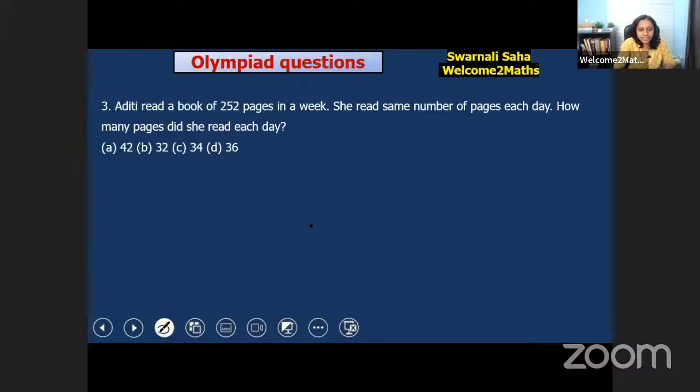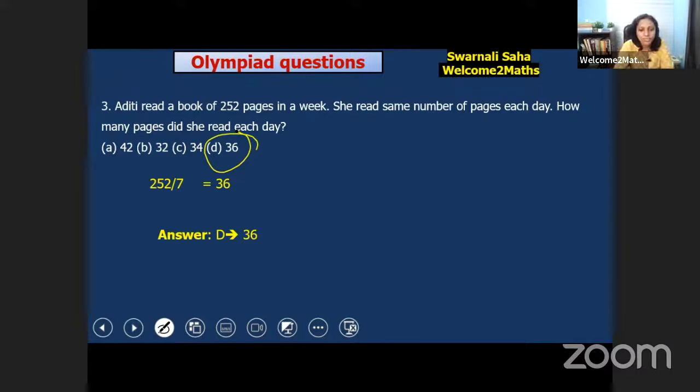Option D. Wow, so many answers are coming. Yes, very good. So, what would be the answer? 252 by 7, because in 1 week there are 7 days. So we have to divide 252 by 7 only, and we can find out each day. 252 by 7 is 36, and in option D we have 36. So our answer is 36.